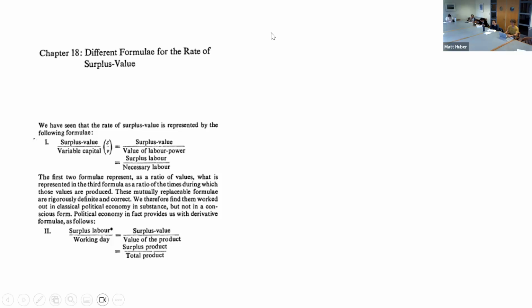And he shows that when you look at these formulae, you can't see the exploitation. For instance, if you have 6 hours of surplus labor and 6 hours of necessary labor on a 12-hour working day, that's 100% exploitation, or 100% rate of surplus value. But if you look at it as 6 hours over 12 hours, you see it as 50%. So it seems less, right? It's basically trying to show that political economists twist these formulae to make it seem like capital is getting less, the workers getting more, and so forth.